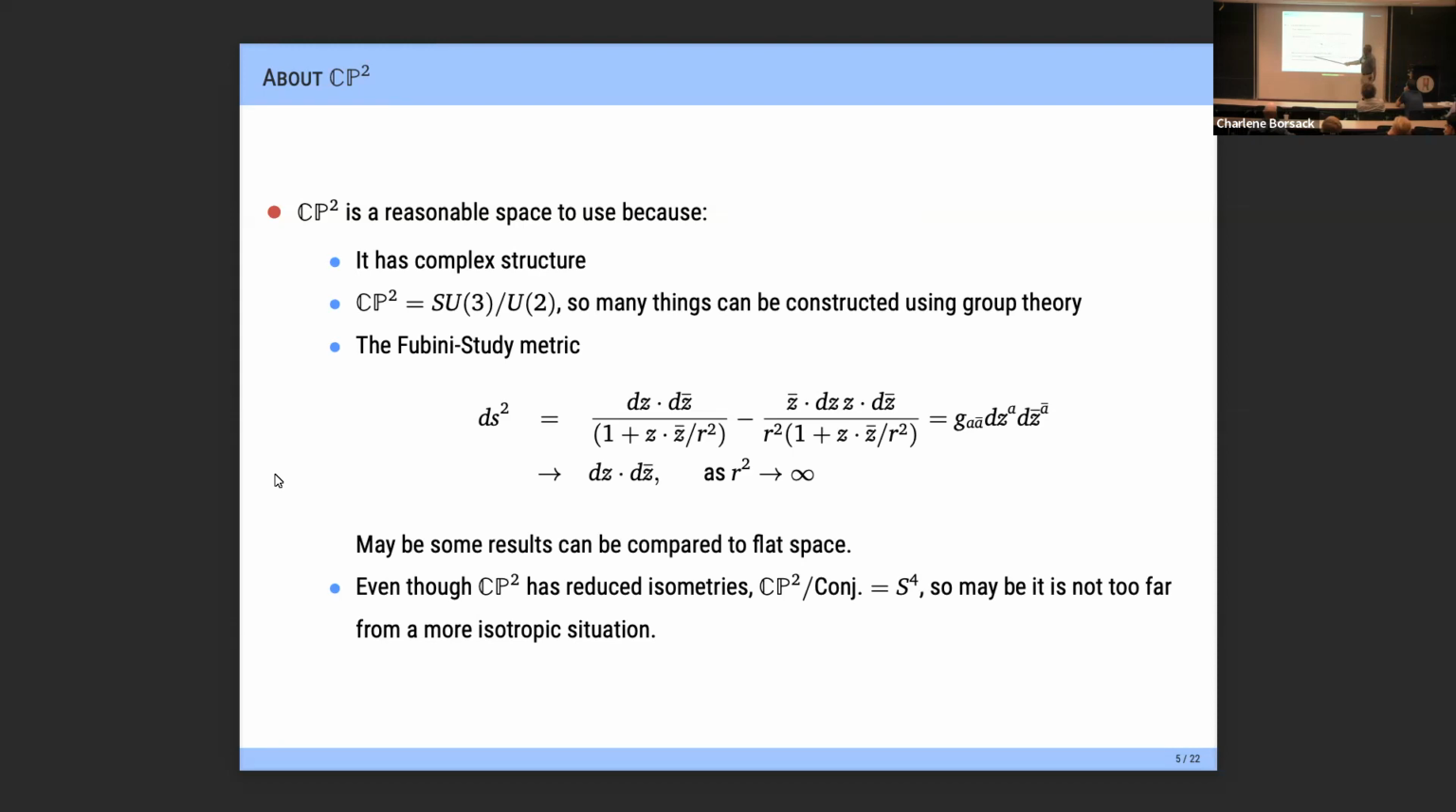Of course, CP2 has reduced isometries compared to the flat space we would be interested in. But it's also true that CP2, if I mod by a certain conjugation symmetry, is a 4-dimensional sphere. So maybe it's not too far from a more isotropic situation. This is a hope that this space might be a good candidate to look at for this sort of calculation. Okay.